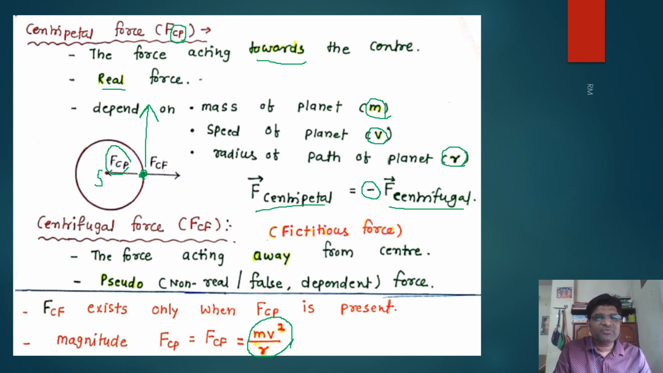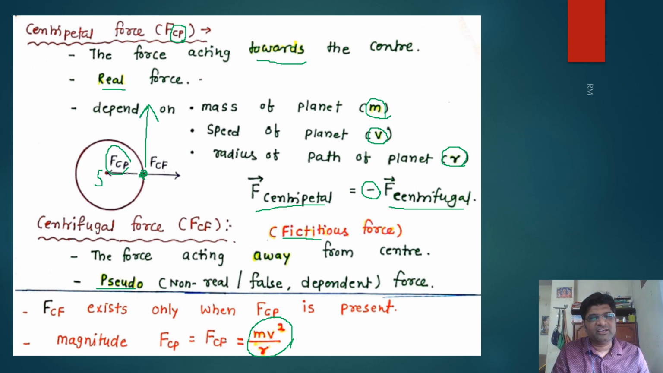Centrifugal force, here it is a non-real force. It is a fictitious force, right? It's not real, it's pseudo, it's non-real, it's false, and it's a dependent force. Why have I used the word dependent? Because it doesn't have its own identity. It doesn't exist on its own. It exists only when the centripetal force is present. So whenever there is centripetal force, there will be the centrifugal force equal in magnitude and opposite in direction.